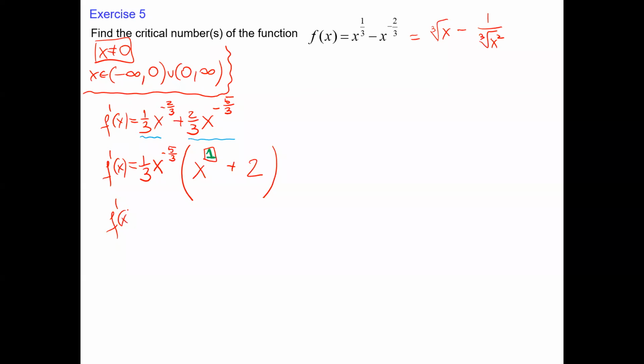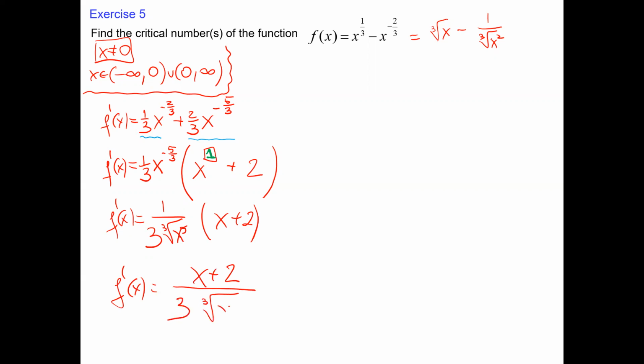Okay. Then what we have? This will be 1/3 over cube root of x to the power of 5 in the denominator, and this is just x plus 2. I may rewrite it one more time, and we do have a nice single fraction: x plus 2 on the top, and cube root of x to the power of 5 in the denominator. And we may see the critical numbers right away. Derivative is 0 if x equals negative 2. Derivative is undefined if x equals 0. Done. Yeah, let's write it down.